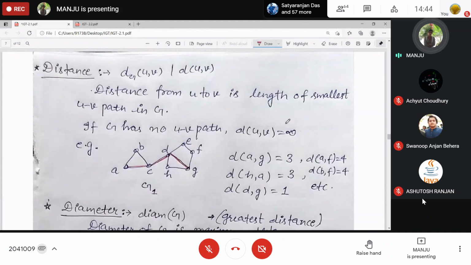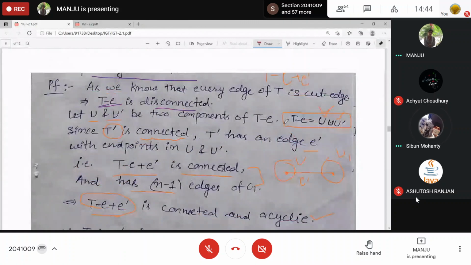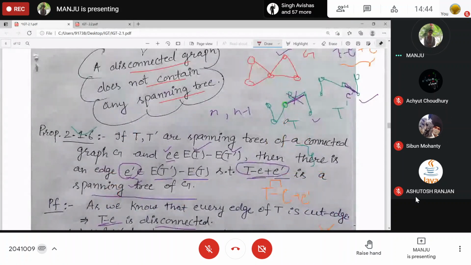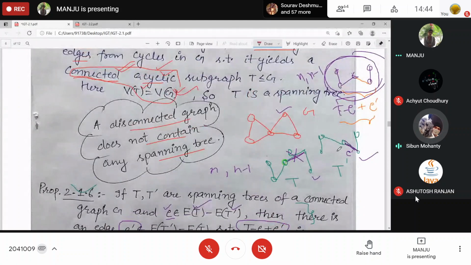Is there any doubt? Ma'am, once again please, that question. This question. Okay. यह समझ आया था कि यहाँ पे this one we had T. We are having two spanning trees, T and T dash. Clear? Yes, ma'am.